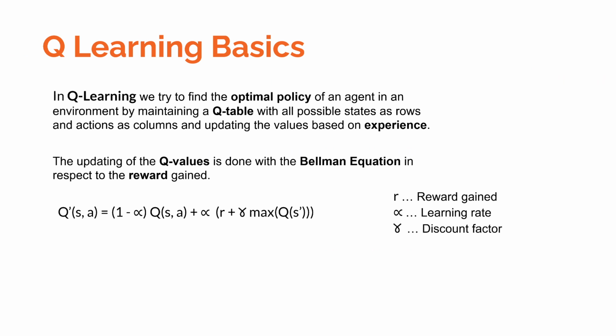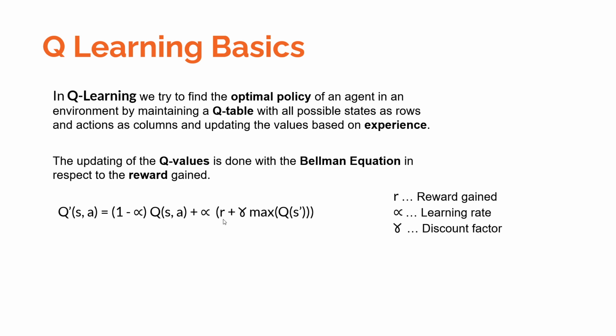To update the Q-values based on experience, we use the Bellman equation. You can see it here. It basically consists of 2 parts. The first part, to the left of the plus sign, is the old Q-value multiplied by 1 minus the learning rate. The learning rate just says how much we value our old value and how much we value the new value. And that's on the right side, the new value.